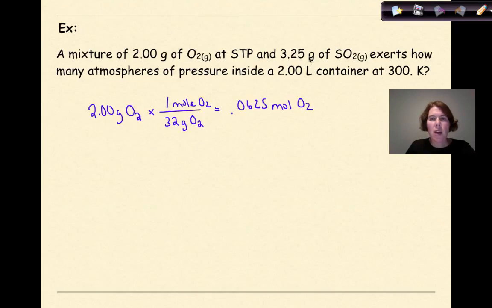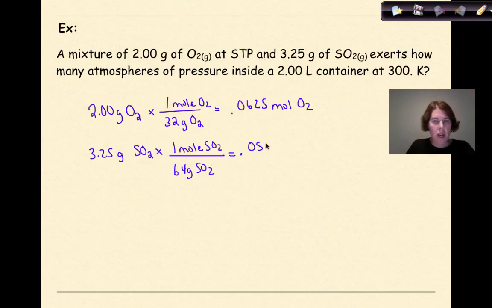Then I'm going to look at my other gas, which is 3.25 grams of sulfur dioxide. Do the same thing right here, 1 mole of sulfur dioxide. What's the gram formula of that? Hey, that's 64 grams of SO2. Then I'm going to work this out, making sure I can cancel my units down and to the right. So this is 0.0508 moles of SO2. So now I have my moles of oxygen, I have my moles of SO2. Now what I can do is plug it into that formula to find the total pressure.